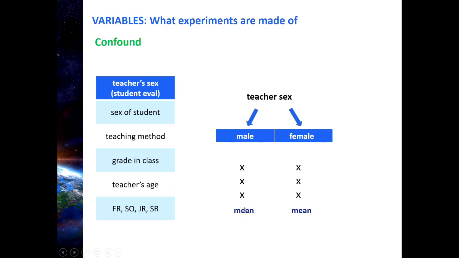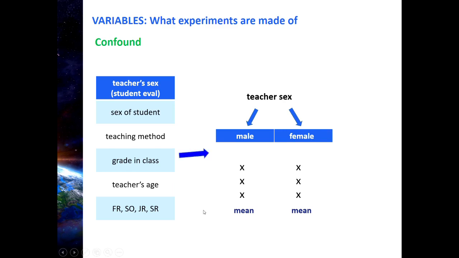So this is the mean student evaluation score for everybody who had the male teacher. And this is the mean student evaluation score for everybody who had the female teacher. And if this is the only way in which people differed, then we could say, yes, the reason why these two means are different is because one group had male teachers and one group had female teachers.